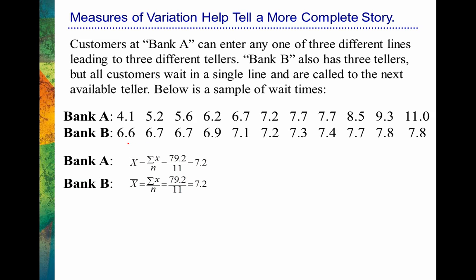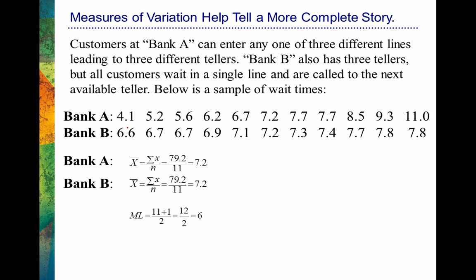Let's compute a median real quickly, another measure of central tendency, to see if that might help us better understand what's going on. You might recall we have a formula for computing the location of the median. We know that we have 11 pieces of data for each bank. So I take the n, which is 11, and add 1, which equals 12. We divide by 2, and that shows us that the median is in the 6th position.